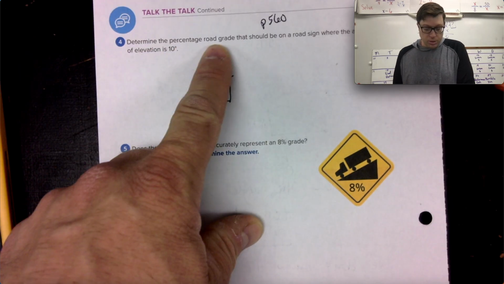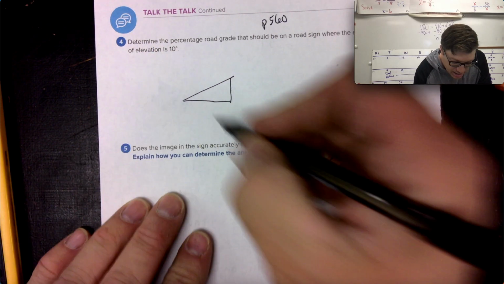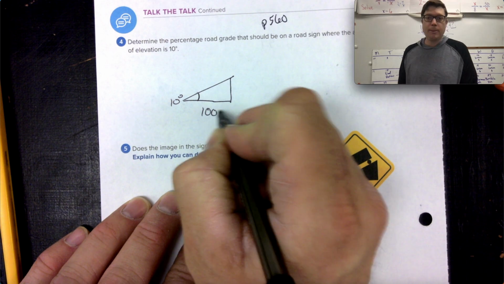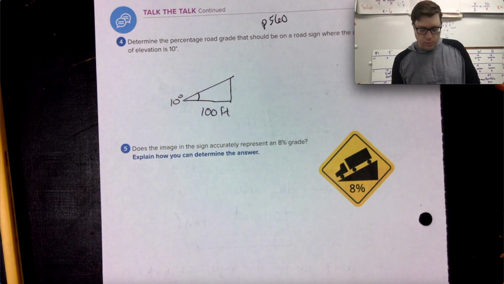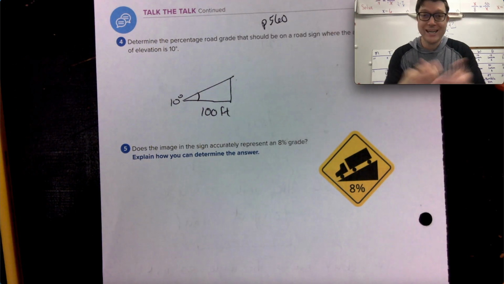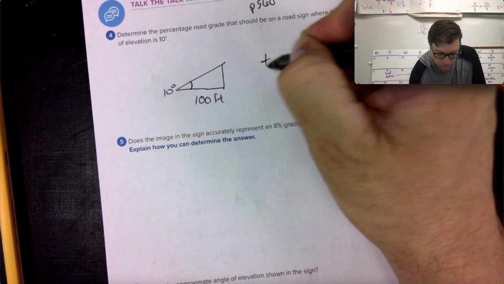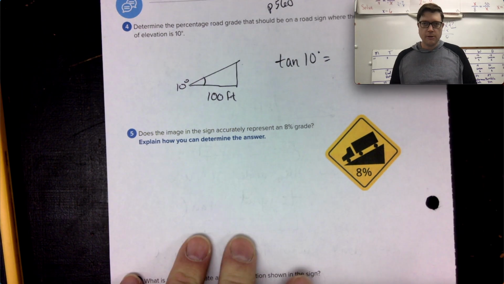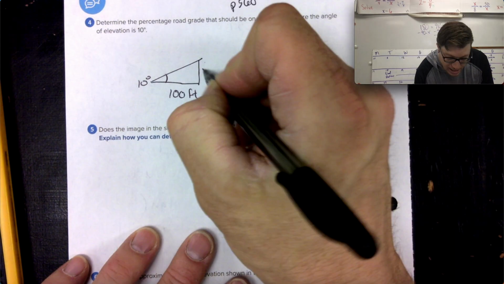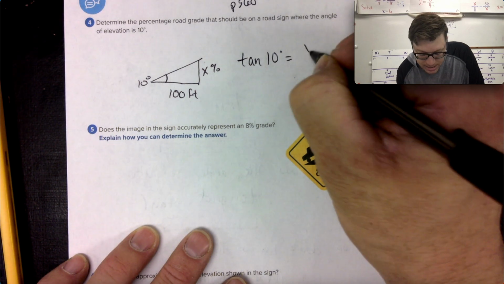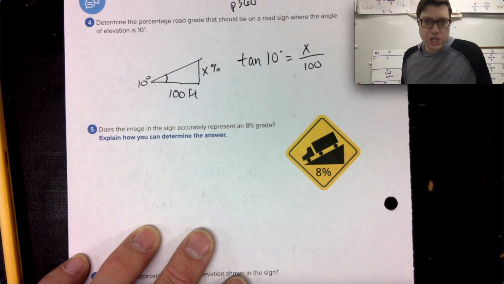Flip the page. Determine the percentage road grade that should be used on a road sign where the angle of elevation is 10 degrees. And we're still using 100 feet along the bottom because if you want percent grade, we're just trying to calculate the opposite side. We know the angle. It's 10 degrees. So therefore, tangent of 10 degrees. We use the tangent function. Now, x is the actual percent grade that we need to determine. It's the opposite side, and 100 is the adjacent side.